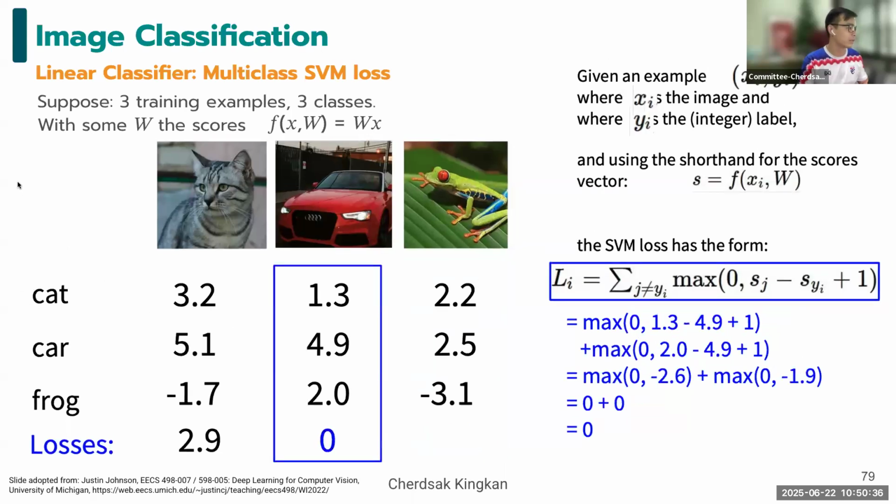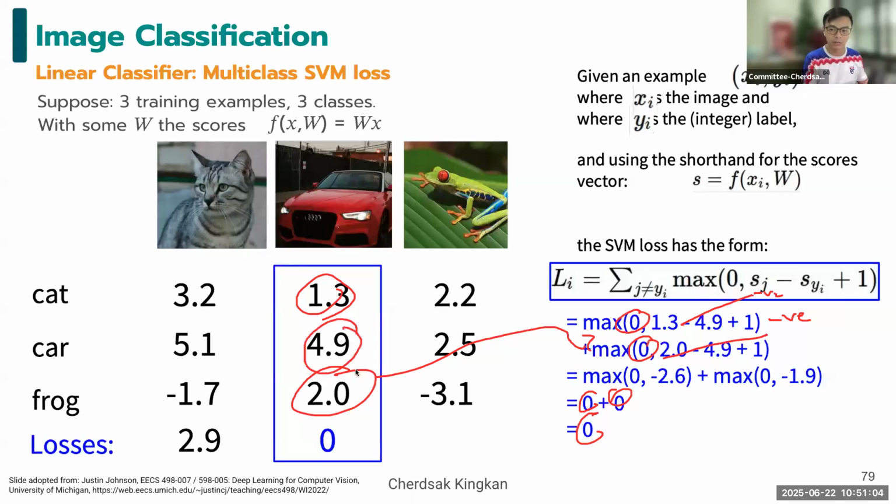All right, we are doing this for the car image. This term is going negative, so the max of this will be 0. And for this other term, this is also going negative, and the max of this will be 0. So you get 0 for this one. This means the score of the car, which is the correct class, is higher than the other two, so the model makes a correct prediction. The loss value will be 0.